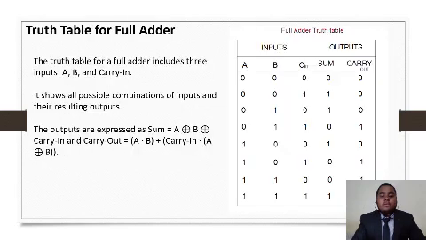Truth table for full adder. The truth table for a full adder includes three inputs, A and B and carry in. It shows all possible combinations of inputs and their resulting outputs. The outputs are expressed as sum, A XOR B XOR carry in, and carry out, AB plus carry in times (A XOR B).